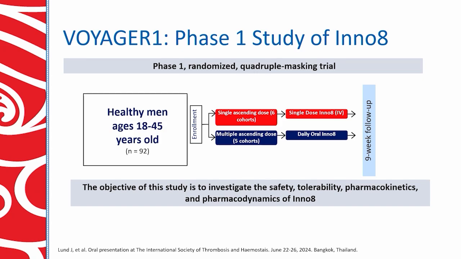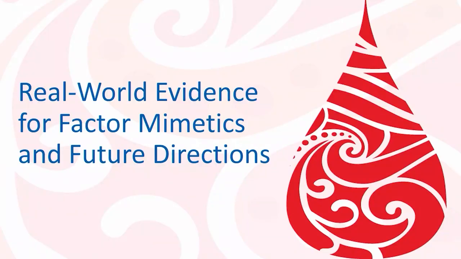Of course, there is a program planned called Voyager, a phase 1 study of INNO8, where healthy adult men will be randomized to be treated with ascending doses intravenously and ascending doses orally. The objective of this study is to investigate safety, tolerability, pharmacokinetics, and pharmacodynamics.